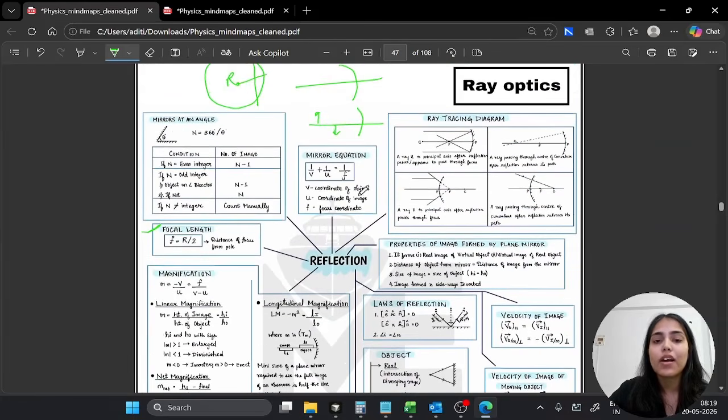Next is the mirror equation. That is 1 by u, where u is the position of object, plus 1 by v, where v is the position of image, is equal to 1 by f, the focal length.